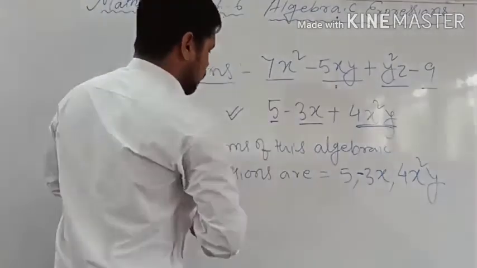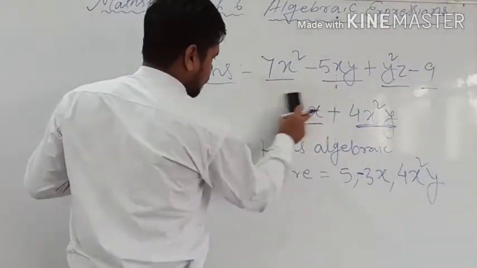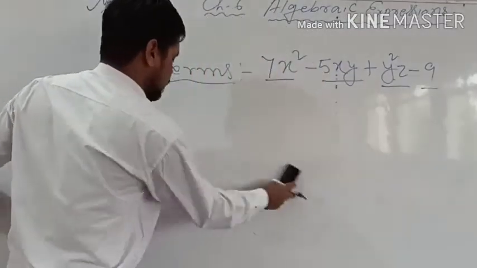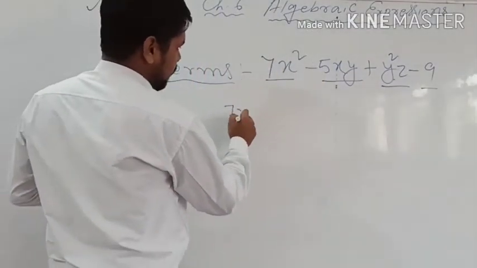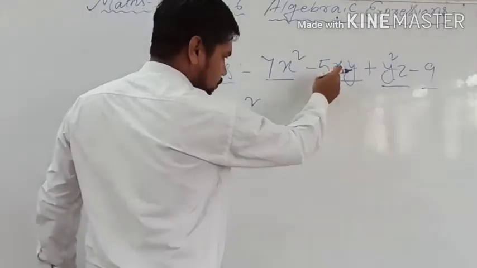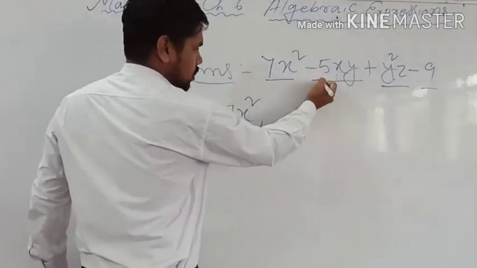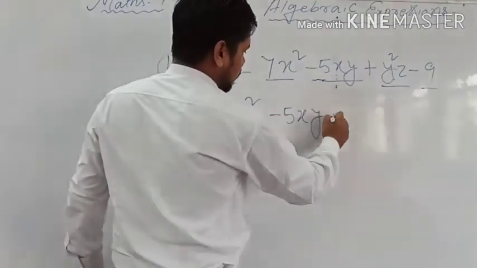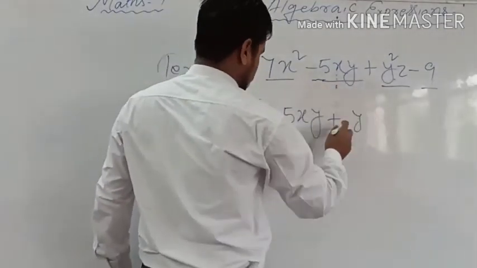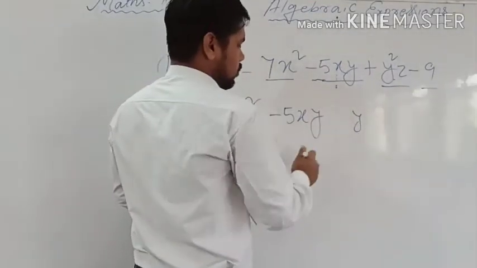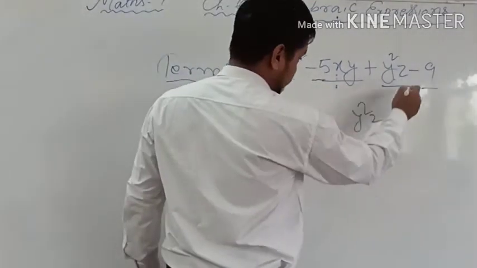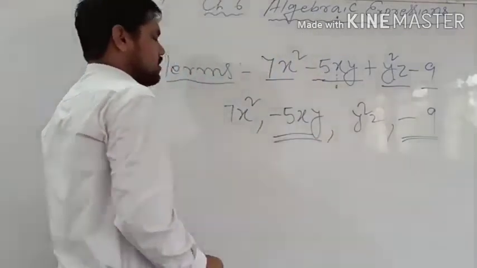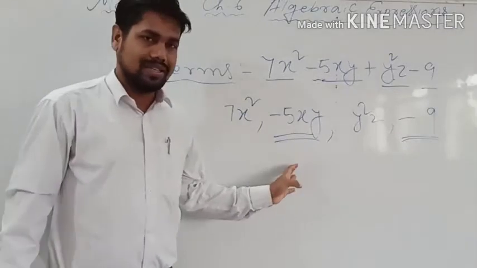Here, if I am talking about this, then the terms of these algebraic expressions will be 7x square, then this is minus 5xy. You have to take the sign also. So minus 5xy. Plus here this is plus, so plus we don't need to write. So comma this is y square z and minus 9. So you should not forget about the sign also, especially when this is negative sign.